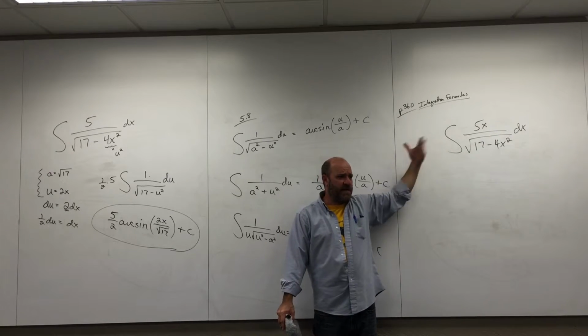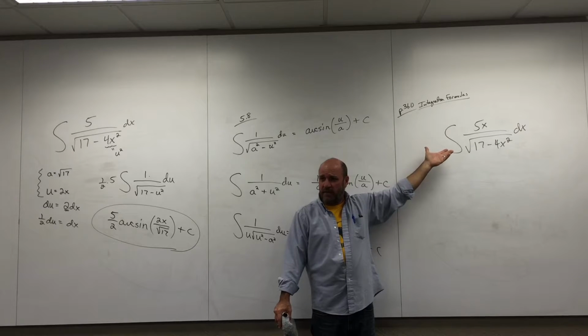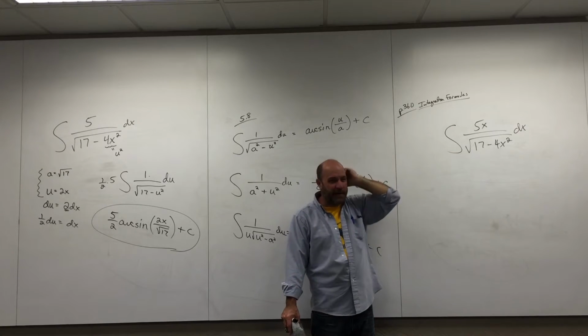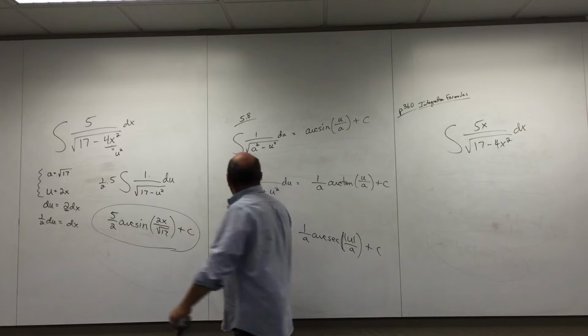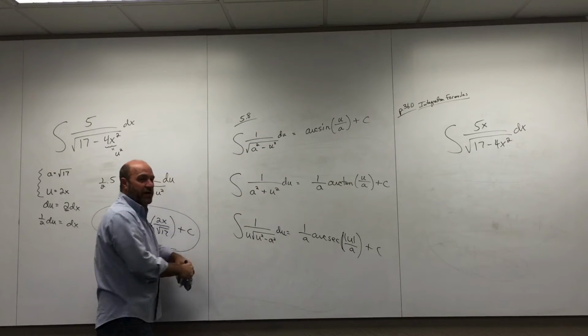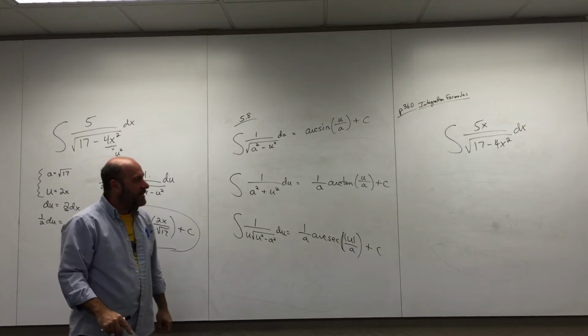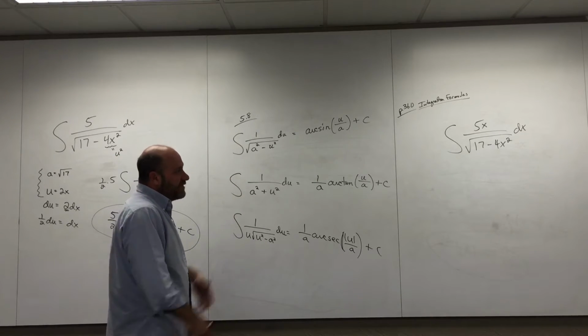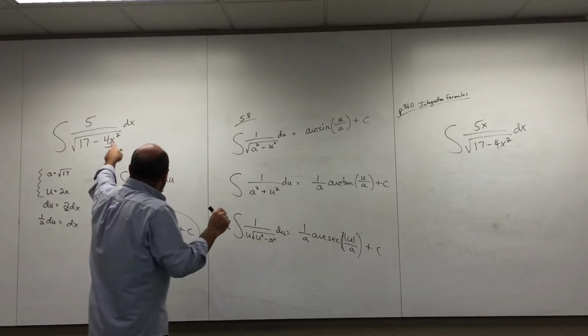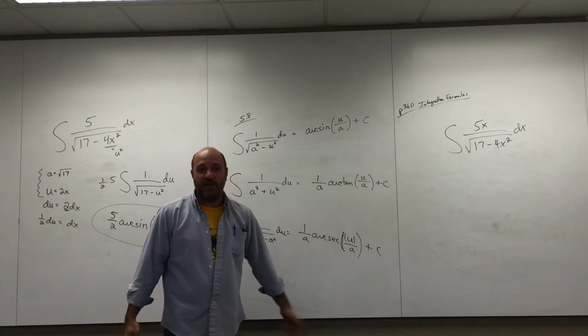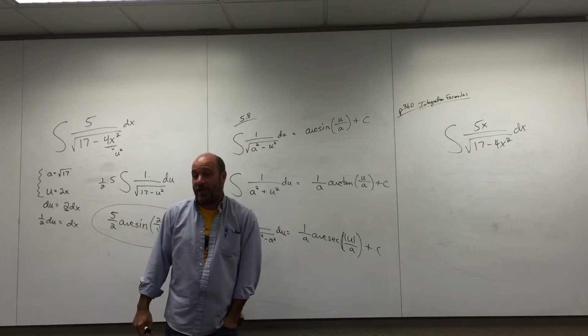What's different about this one? It's got that x in the numerator. Look at these problems. None of these have a variable in the numerator. There's no u's or x's up here. This is a different problem. It's just that one little x made this a totally different problem. I'm going to handle this totally differently.